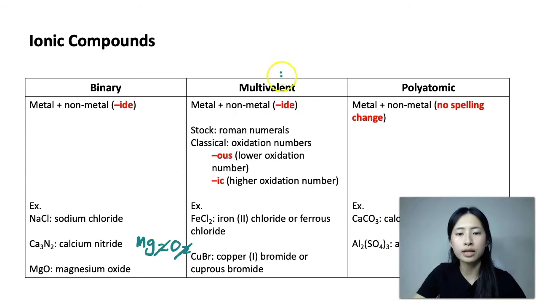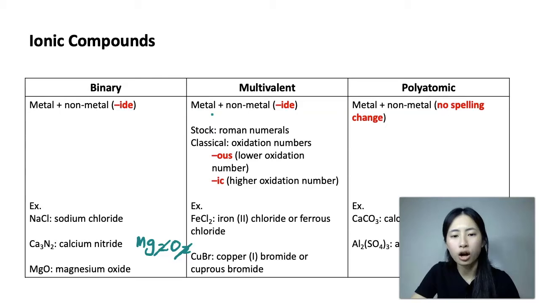Now moving on to multivalent, this is very similar to binary such that the non-metal component takes the suffix -ide just like binary. However, there's two ways to name this, stock and classical, because your metal is multivalent, meaning it can take more than one charge.